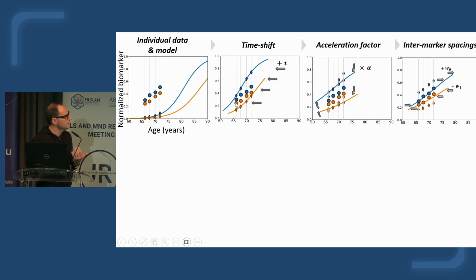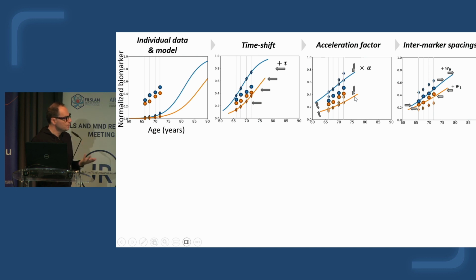And one other difference is that the patient progresses slower than the model. So you have another parameter that can change the dynamics of the time axis to account for the fact that the patient here has a different pace of progression than what the model predicts.